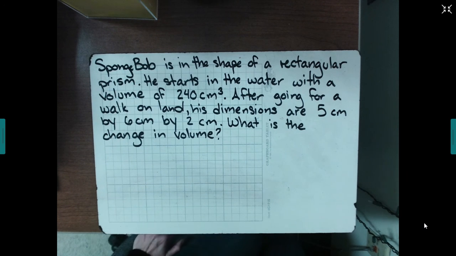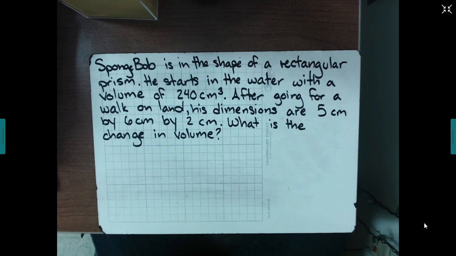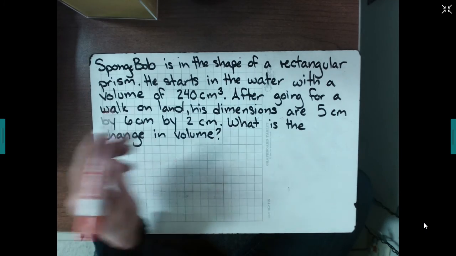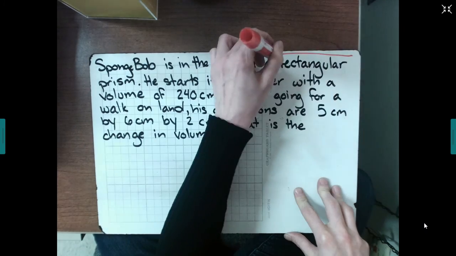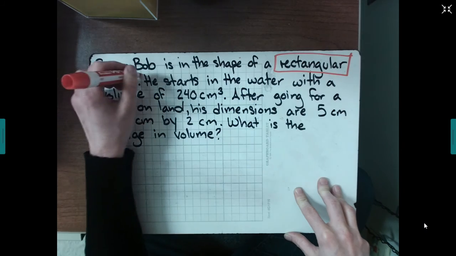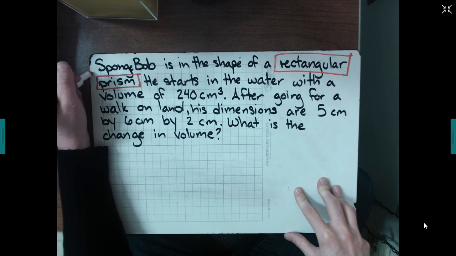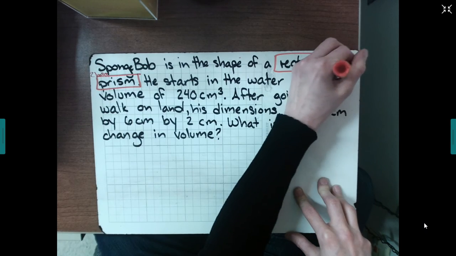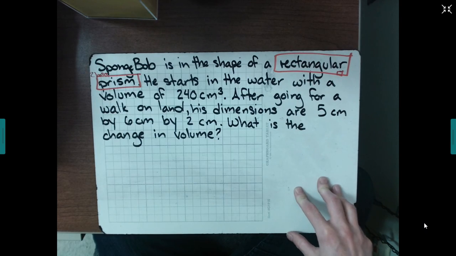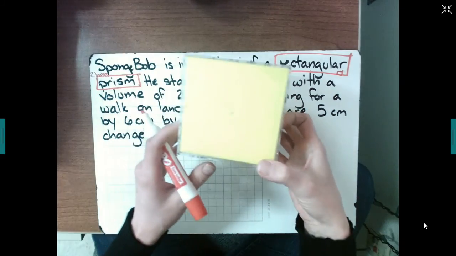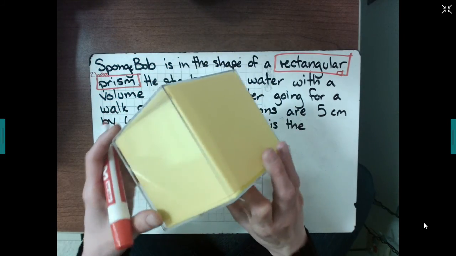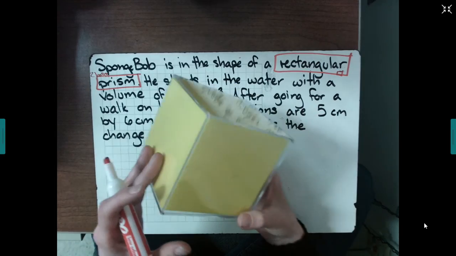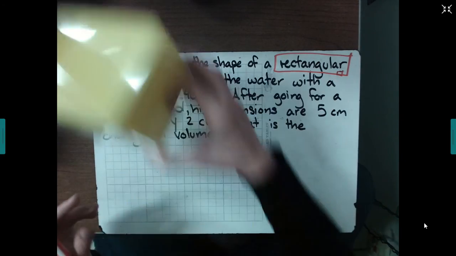All right, so we have SpongeBob. We all know he's a sponge, right? And he's in water. Oh, okay, well, let me slow down. SpongeBob is in the shape of a rectangular prism. Okay, so he has two bases. And the bases are in the shape of a rectangle. Oh, kind of like this cube. That's a rectangular prism. Okay, so I can visually imagine what SpongeBob looks like.